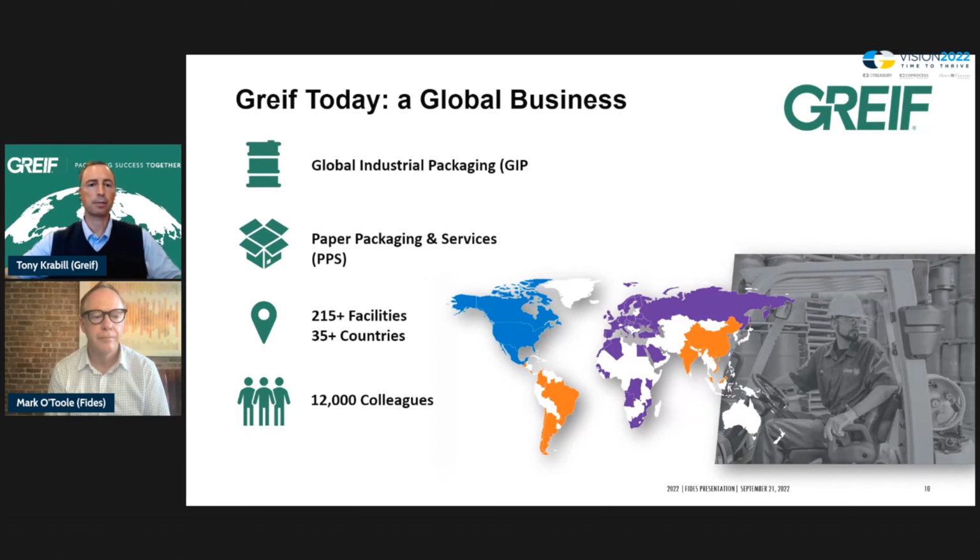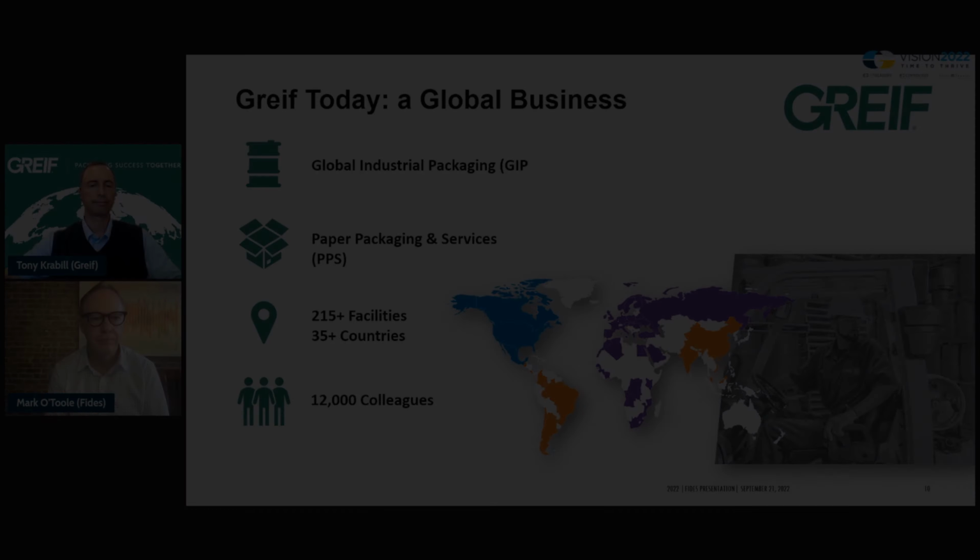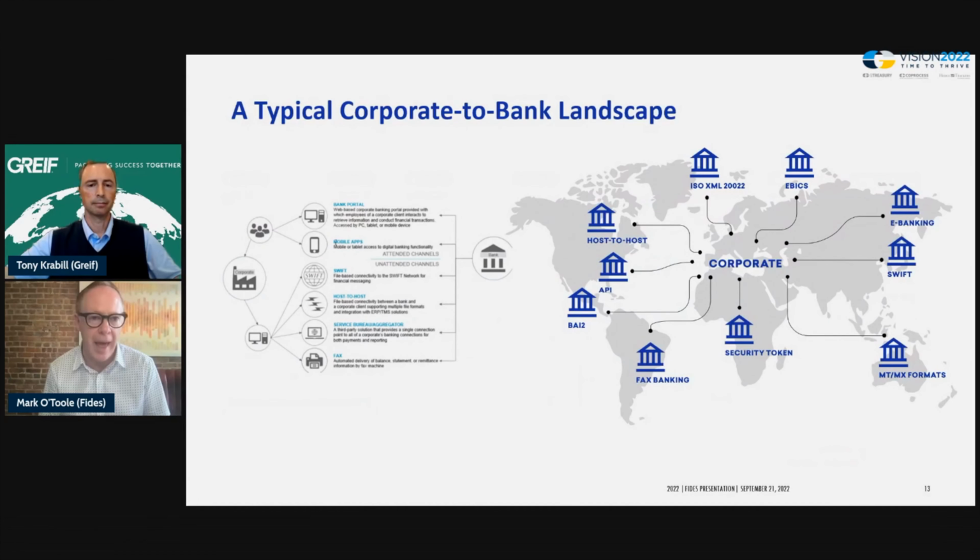We make steel drums, plastic drums, paper packaging, and other services that go with that. About 12,000 colleagues worldwide, and as you can see, in a number of countries and facilities. And that's Greif in a nutshell. It illustrates some of that, particularly when we talk about bank connectivity.